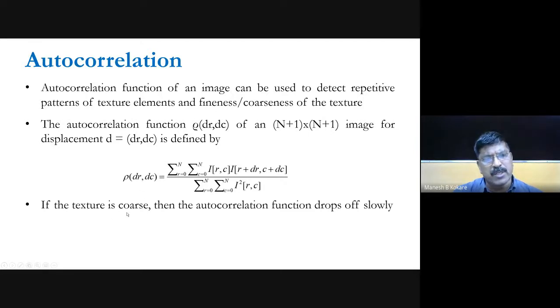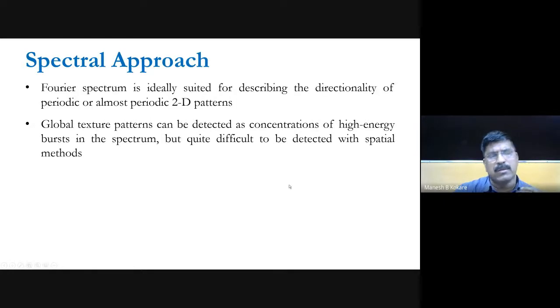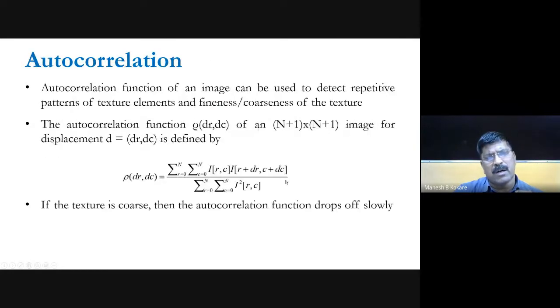So if the texture is coarse, how can you extract features from that? If the texture is coarse, then the autocorrelation function drops off slowly. Researchers have proved this relation: if the texture is coarse, the autocorrelation function drops off slowly. So these are the features extracted by using a statistical approach, particularly in the spatial domain itself.